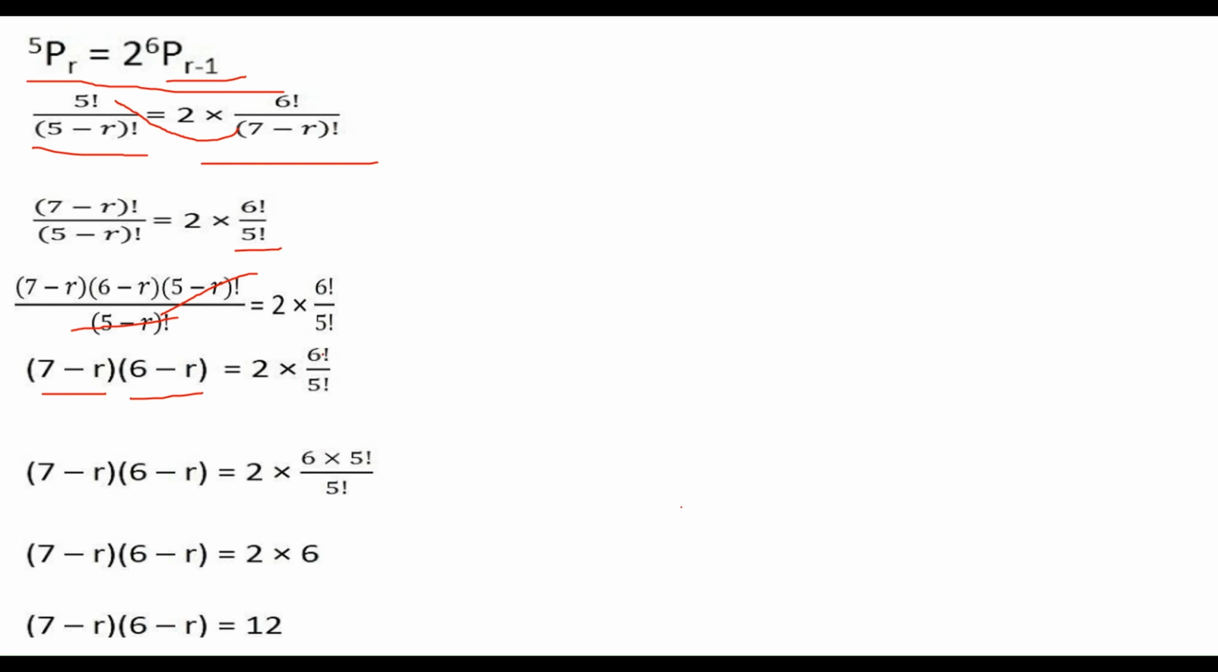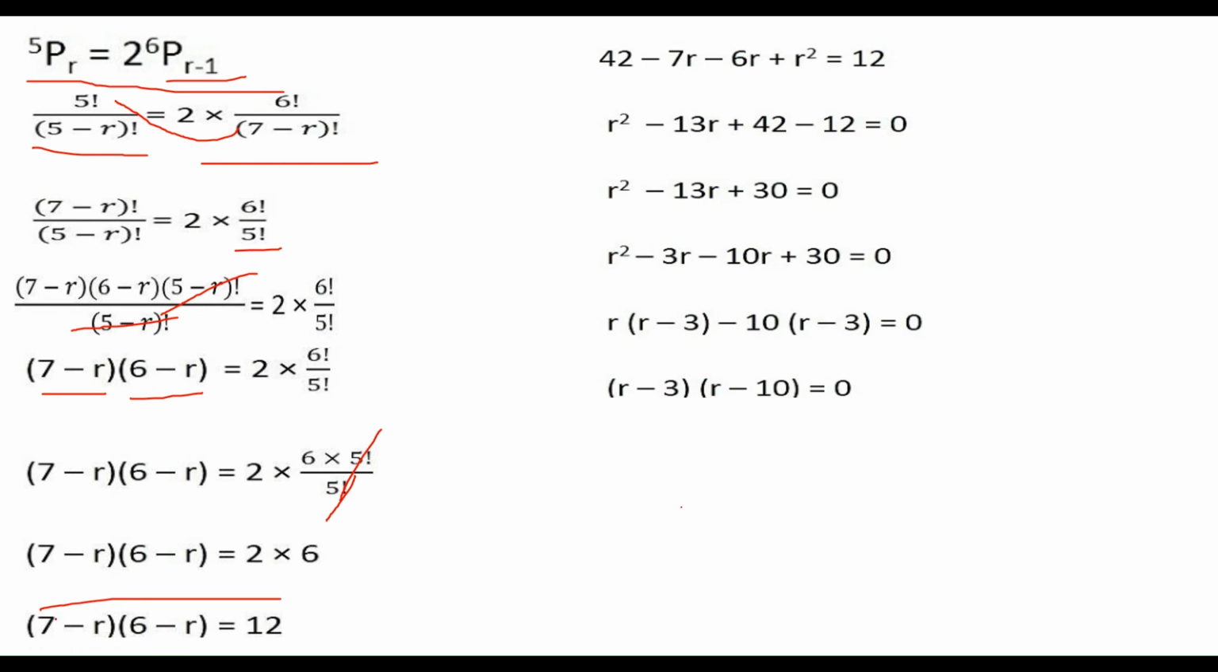Now we will solve the right hand side. 2 into, we will open it as 6 into 5 factorial, so that 5 factorial and 5 factorial get cancelled. So this is the remaining equation: (7 minus r) into (6 minus r) equals 6 twos are 12. Again let us multiply this equation. See, 7 sixes are 42.